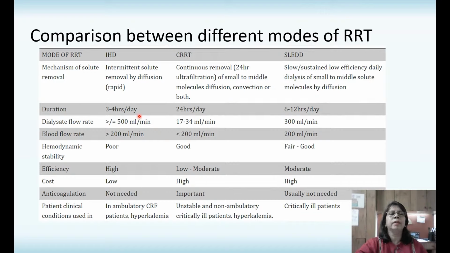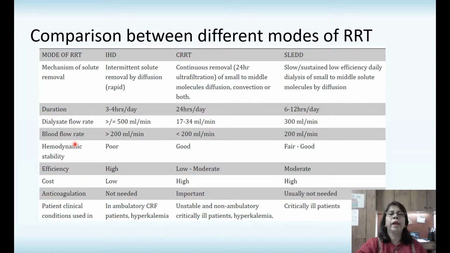Intermittent hemodialysis is done in 3 to 4 hours duration, CRRT over 24 hours per day, and SLED varies from 6 to 12 hours. The dialysate flow rate in intermittent hemodialysis is approximately 500 ml per minute. In CRRT, it is 17 to 34 ml per minute, which translates into nearly 5 to 7 liters per day. And in SLED, it is less, that is 300 ml per minute.